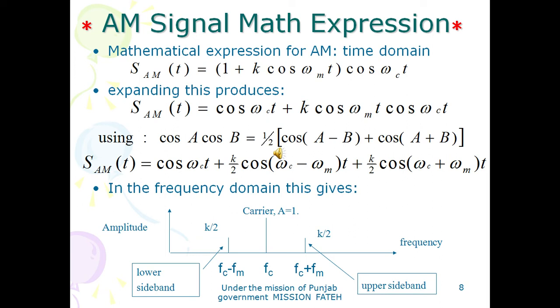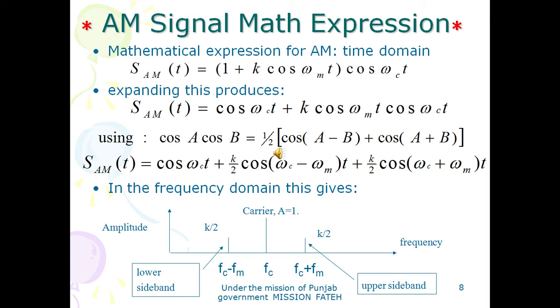We know that the modulating signal is the low frequency signal which is transferred over a long distance with the help of the high frequency signal, that is the carrier signal. Before starting this expression, one of the parameters is the modulation index. The definition of the modulation index is the ratio of modulating voltage to the carrier voltage, which is denoted by K.